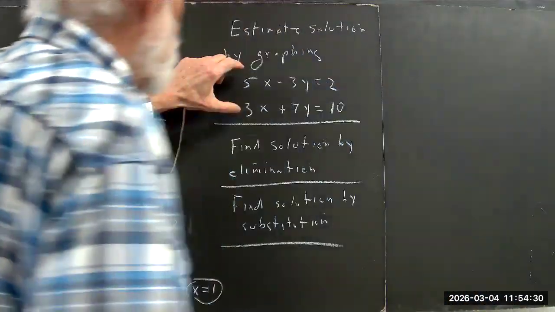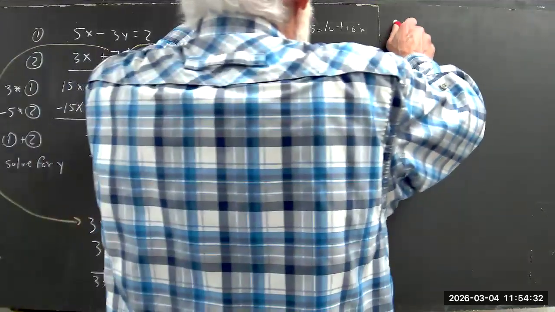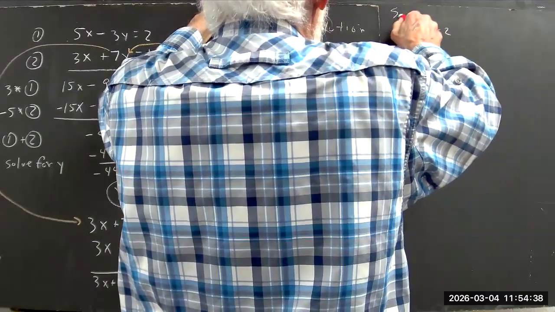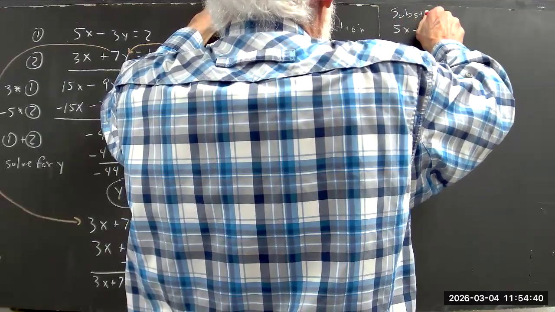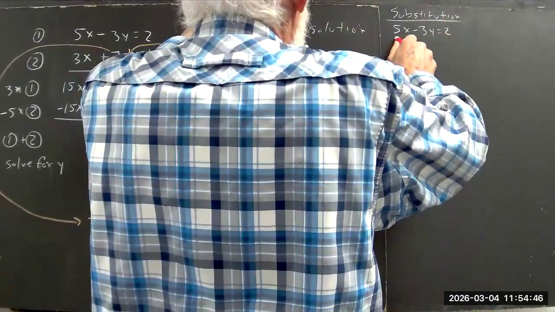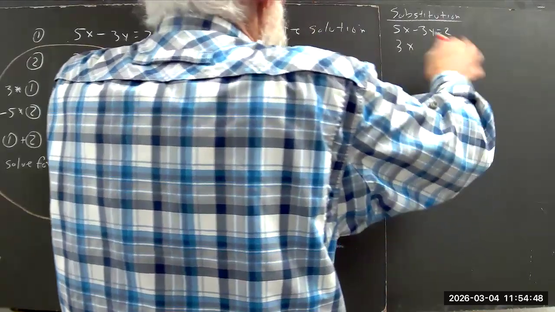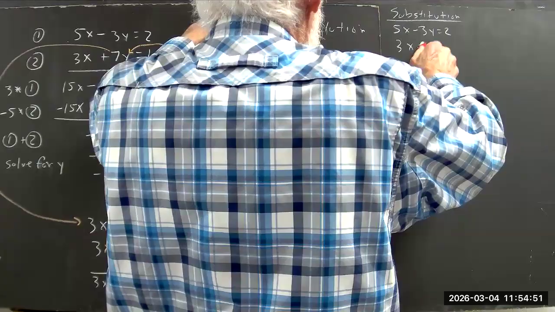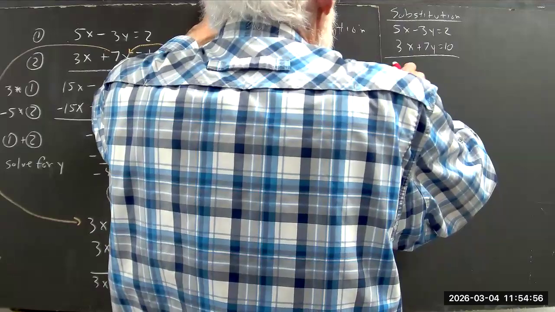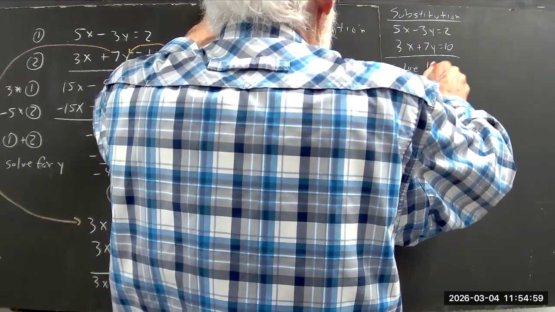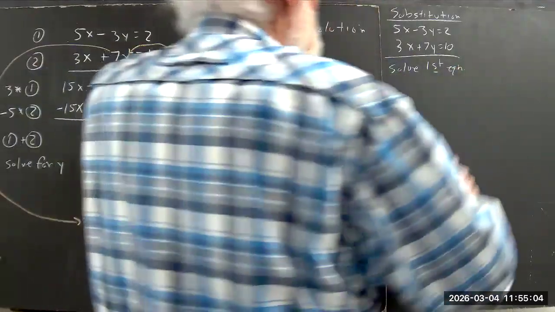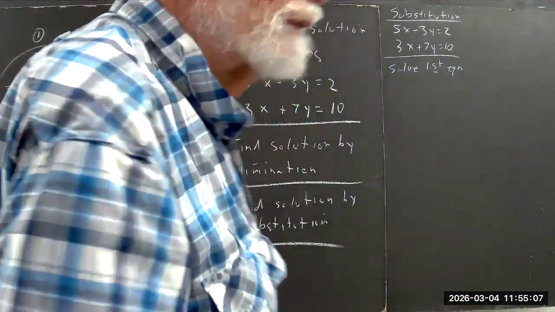Okay, so again, we have our system, and we're going to solve it by substitution. So we write out our system, 5x minus 3y equals 2, 3x plus 7y equals 10. And then we solve the first equation for y. Yeah, we could solve it for x or we could solve it for y.